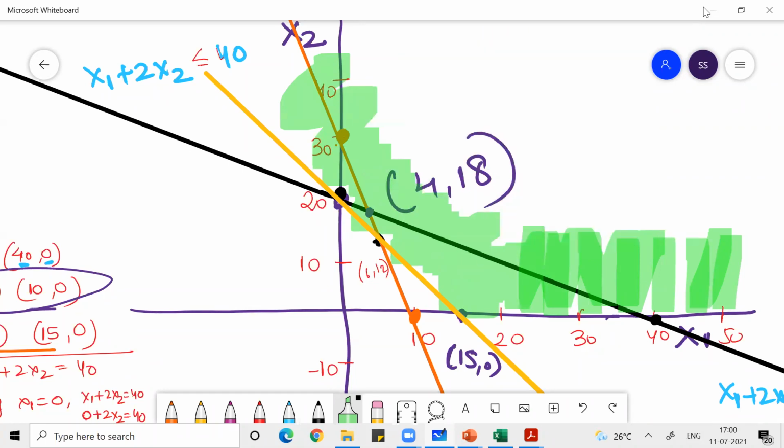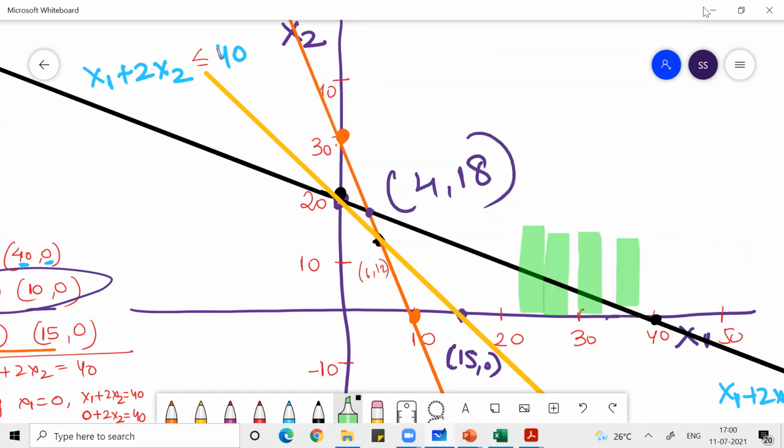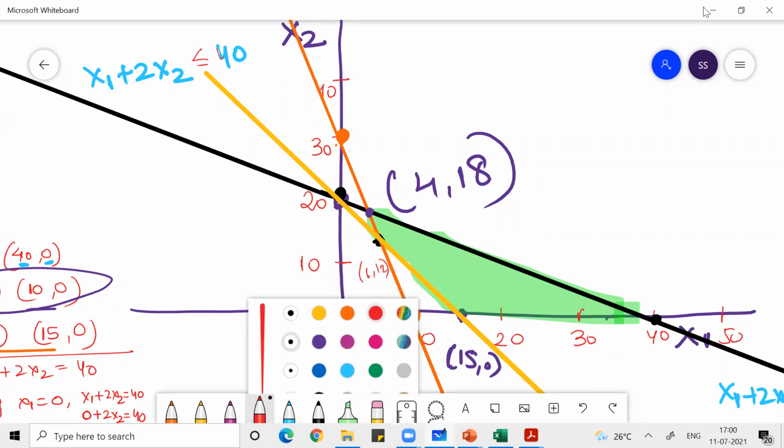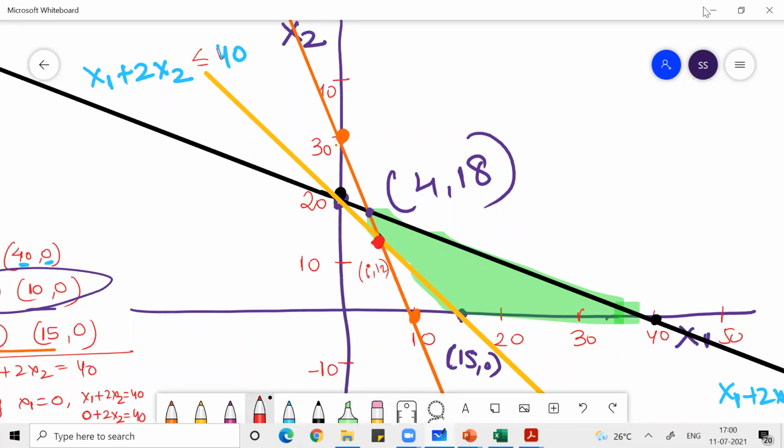What you need to do is find that area which is common between all the three lines. You have to find that area which should be common between all the three lines. Can you understand? This is your feasible area. Can you understand this? Please respond. Yes, sir. You have to find the area which is common between the three lines.